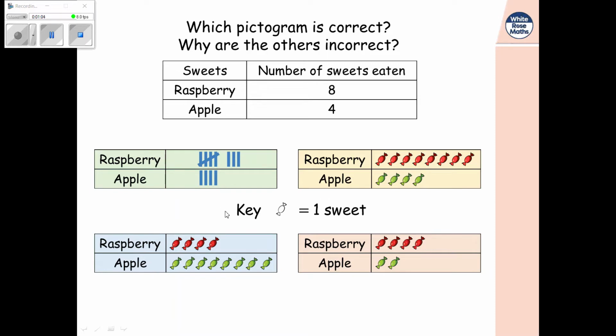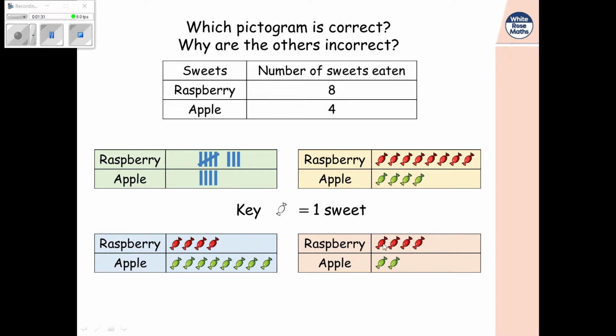These here, let's have a little look. So raspberry, 1, 2, 3, 4. Oh okay, so they have got half there. And apple, 1, 2, 3, 4, 5, 6, 7, 8. Again, they've got double, so it looks like they have just switched around. So it's really important to remember that raspberry was 8 and apple was 4, and to make sure you've got them the right way round. So be careful when you're drawing that.